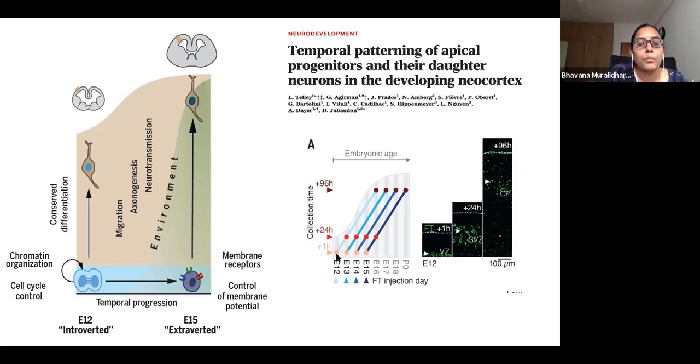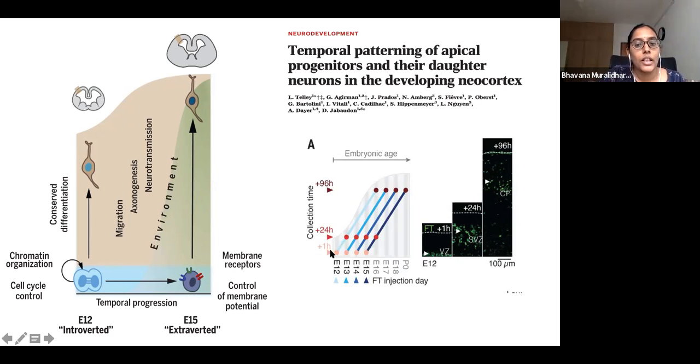And this FT molecule can be taken up only from those, because it is injected into the ventricle, and only those dividing cells which are at the ventricular zone can take it up. So basically, you're only looking at progenitors which are dividing, and which then will give rise to a differentiated progeny. So what they did was this experiment across 4 time points, embryonic day 12, 13, 14, 15.